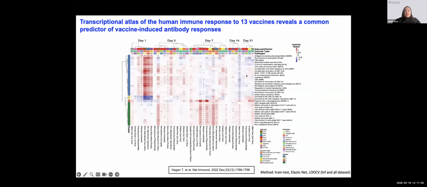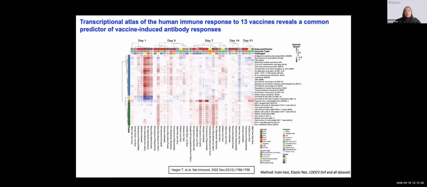One of the landmark analyses and papers enabled by the ISDR is the transcriptional atlas post-vaccination we published in Nature Immunology in 2022. Here we identified a conserved blood transcriptional module centered on plasma cell differentiation and immunoglobulin production. We were able to consistently predict antibody response across diverse vaccine platforms.